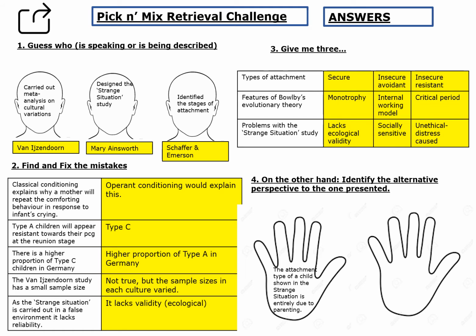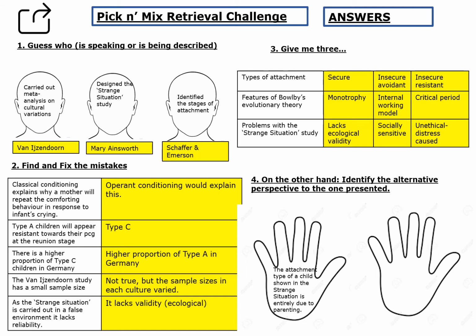The next one, the higher proportion in Germany would be type A, insecure avoidant. We talked about this in lesson: we think it's because a more independent style of parenting is encouraged, so we're more likely to see type A behaviours. It's not true that the Van Ijzendoorn study has a small sample size. When you add up all of the findings in that meta-analysis, you're looking at large numbers of mother-infant pairings. How we can criticise and evaluate it, though, is that the sample sizes in each culture varied, and that made it quite inconsistent to draw conclusions.